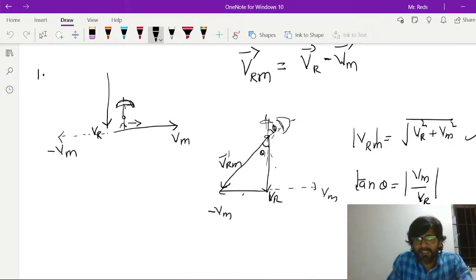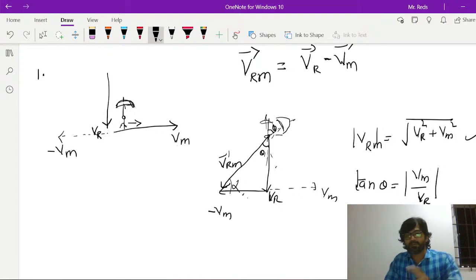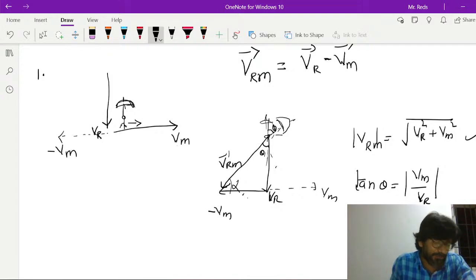What is the angle with respect to horizontal? If this is alpha, then tan alpha is equal to opposite side by adjacent side, that is Vr by Vm, the reverse way. So tan alpha equals modulus of Vr by Vm, where alpha is the angle of the umbrella with respect to horizontal, and theta is the angle of the umbrella with respect to vertical. These points you have to remember.